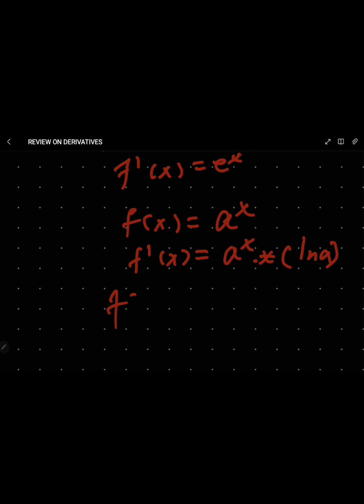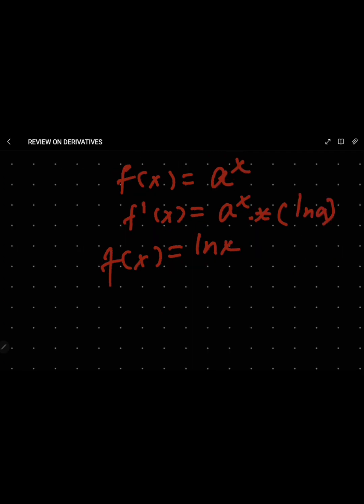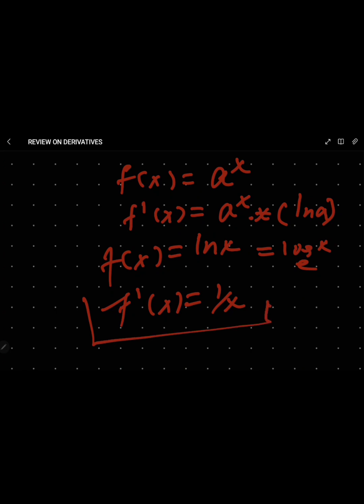So if f of x is equal to ln of x, which we have already said is the same as the logarithm of x to the base e, you know what e is. So what is f derivative? This is again very important. It is 1 over x. So the derivative of ln x is 1 over x.